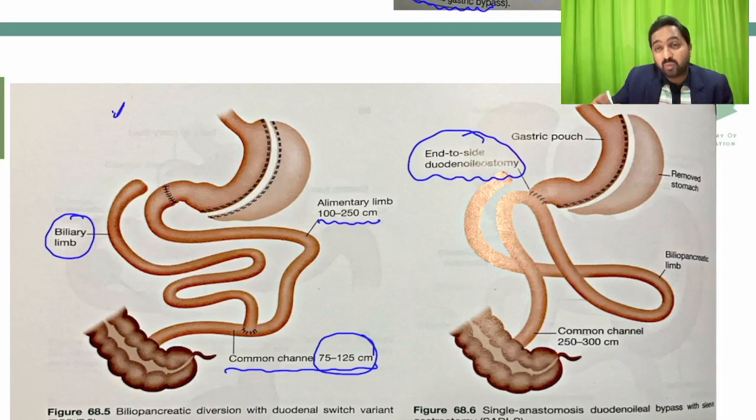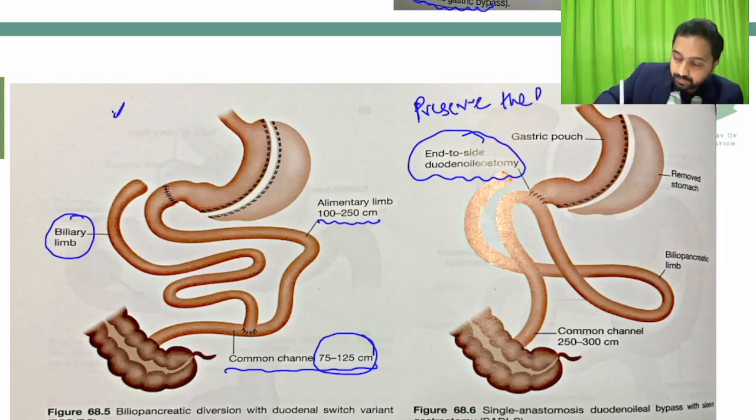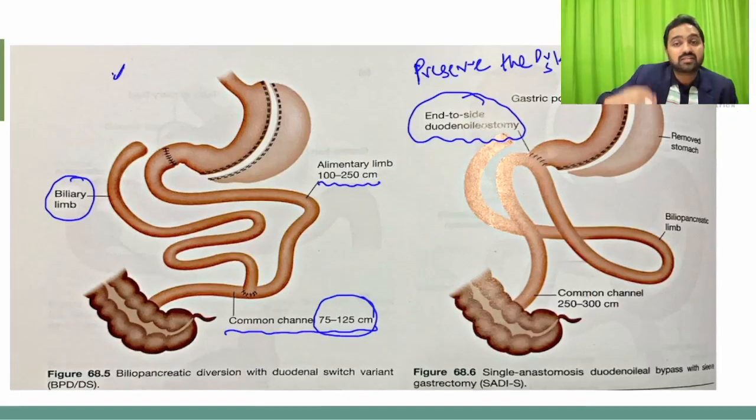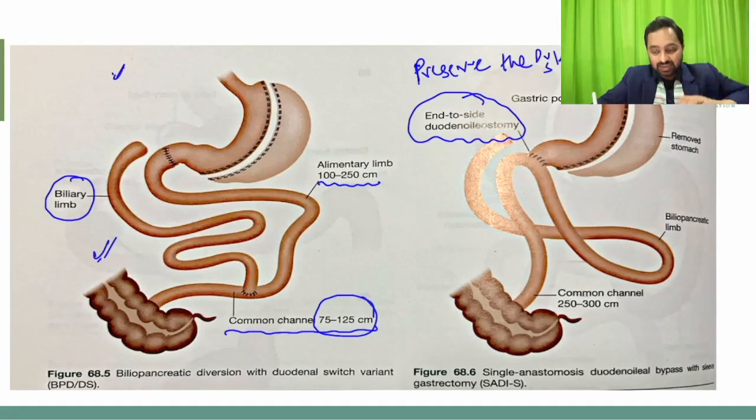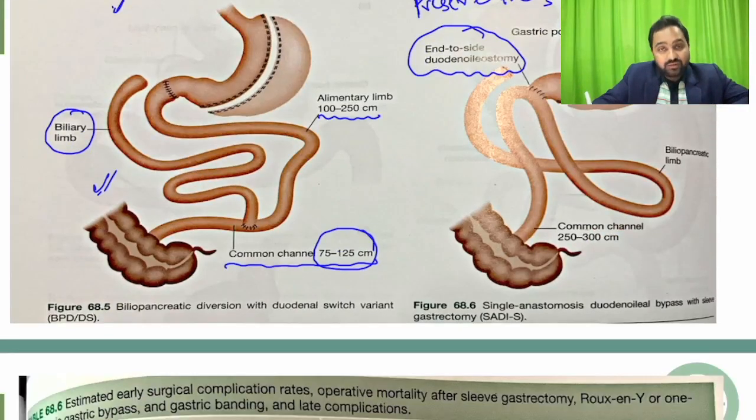What is the main advantage over here is that you are able to preserve the pylorus, right? So this is an important question which can be asked, as it's mentioned in your new Bailey and Love also, that because of this end to side duodenal-ileostomy you have the pylorus preserved, which is not possible in the traditional biliopancreatic diversion. Now the next important question which is asked in bariatric surgery is regarding complications.